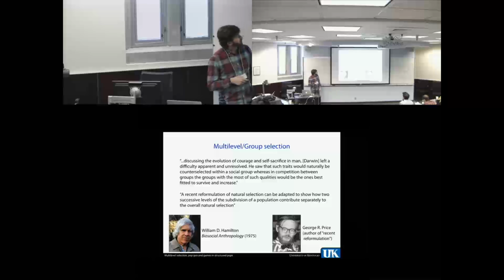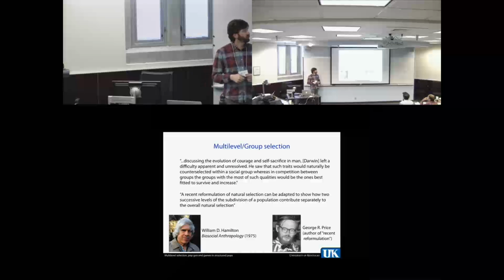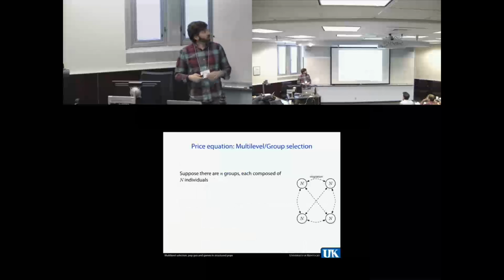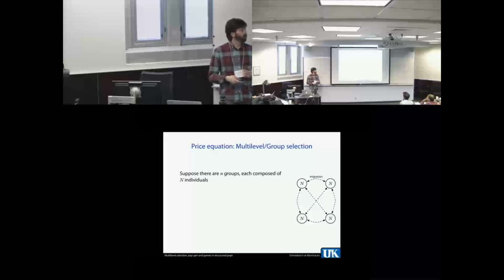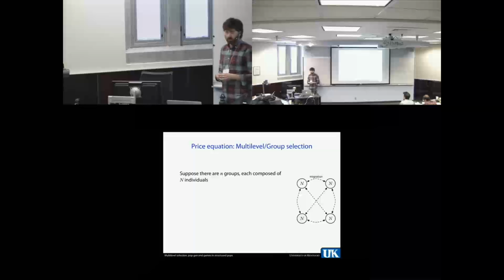Just saying that Darwin left an apparent difficulty unresolved. He saw that such traits for courage and self-sacrifice would naturally be counter-selected within a social group, whereas competition between the groups with most such qualities would be the ones best fitted to survive and increase. So the idea is you have a relatively simple kind of group structure. You have individuals within a group, and we'll just assume there's n of those individuals. And then there's n groups, and potentially there's movement or migration between the groups. So same kind of group structure model that Sergey was presenting earlier.